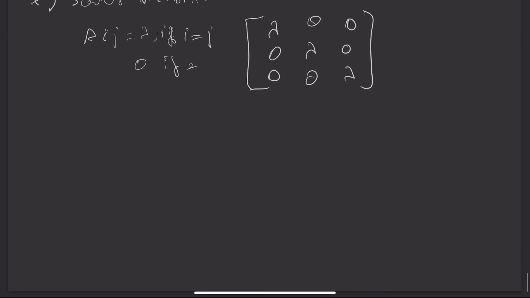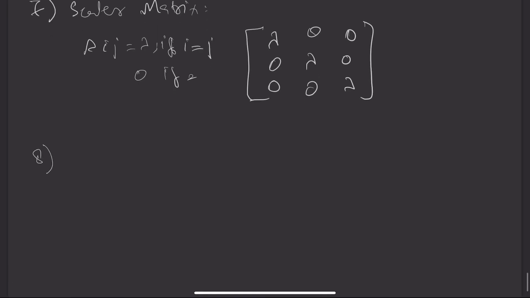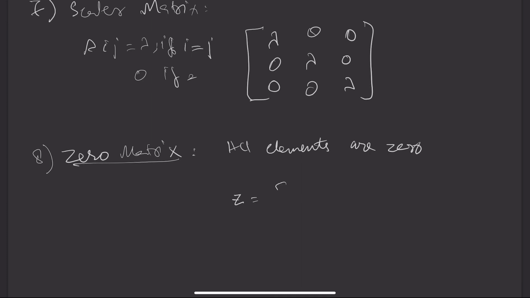So let's move on swiftly and see the eighth type of matrix, called the zero matrix. So what is a zero matrix? Or we can also say a null matrix. It is a matrix where all the elements are zero. For example, let's take a square matrix of 3 by 3 where all the elements are zero. So this is a zero matrix. And if we multiply any matrix with a zero matrix, we will get back a zero matrix.